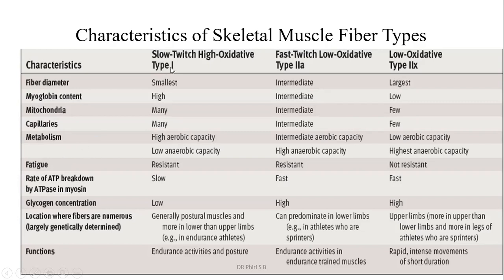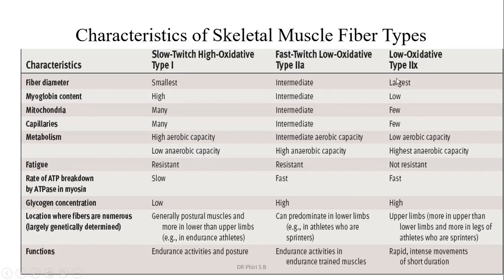Metabolism: the type 1 or the slow twitch are high oxidative, from the name itself. So they're going to have high aerobic capacity. They're using more oxygen, so they'll be using more oxidative phosphorylation or aerobic processes. So they have very high aerobic capacity. The type 2A are intermediate, so they are going to be intermediate in aerobic capacity, but very high in anaerobic capacity. The type 1 or the slow twitch are very low in anaerobic capacity, so they don't use much glycolysis to generate ATP.